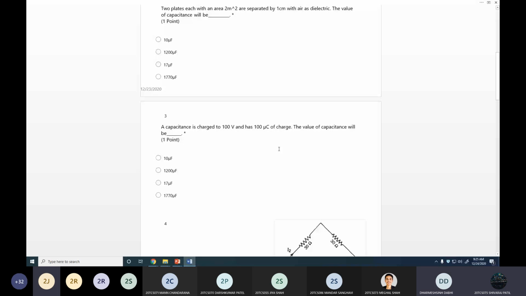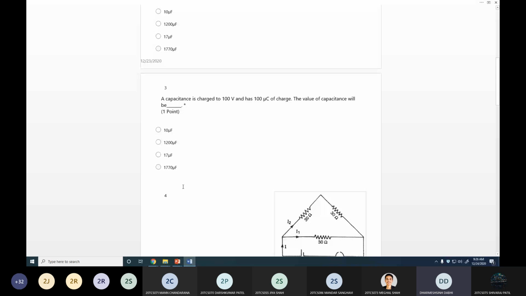Sir, I think 100 into 10 to the minus 6 gives 1 microfarad. So is the answer 1 microfarad or 10 microfarad? 10 microfarad. How? 100 by 100 is 1 microfarad. 1 microfarad. But it is not given in the options. Is 1 microfarad given in the options?